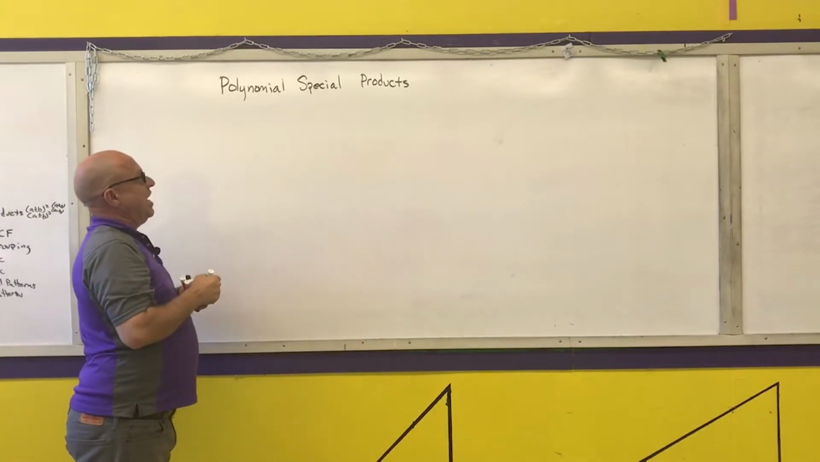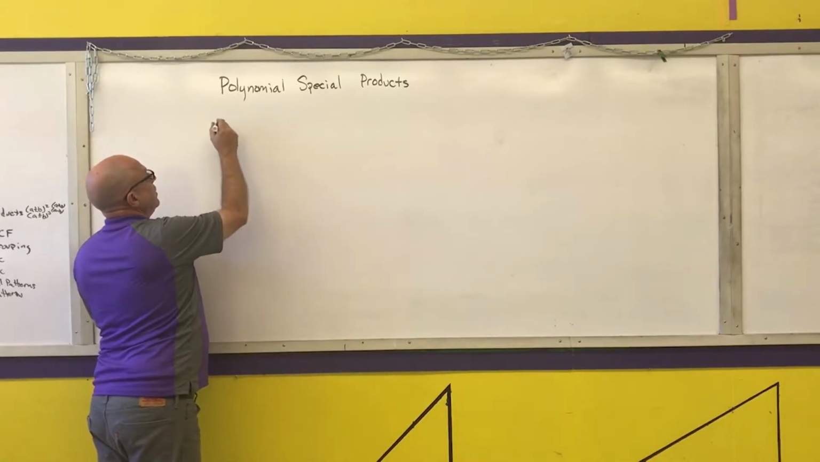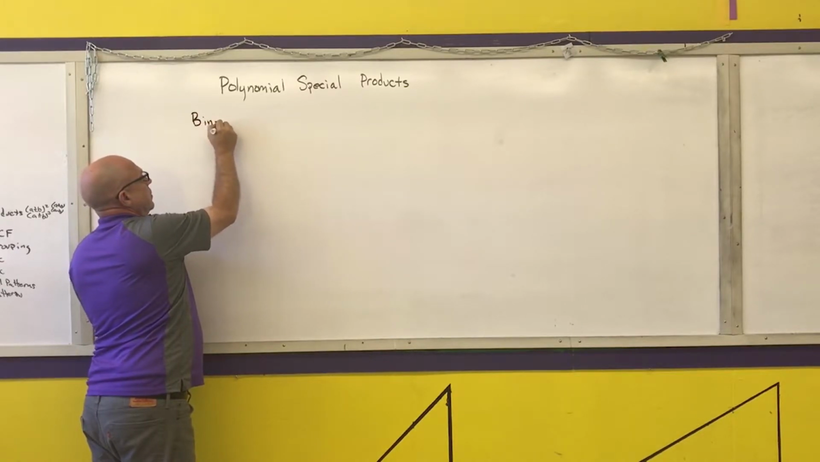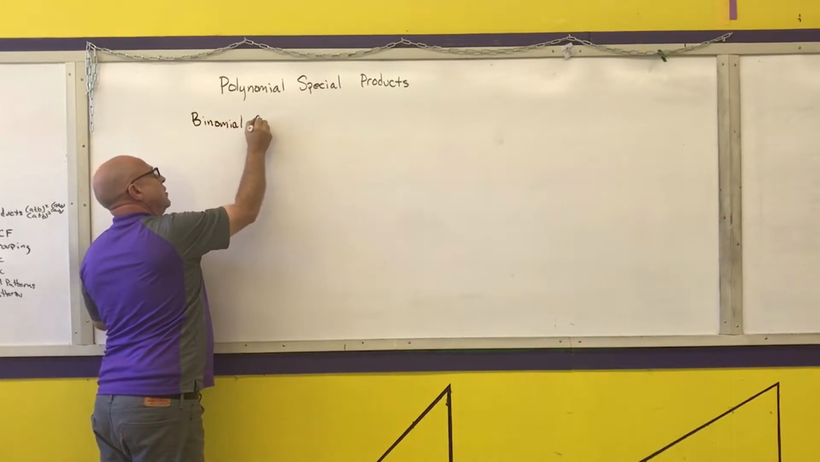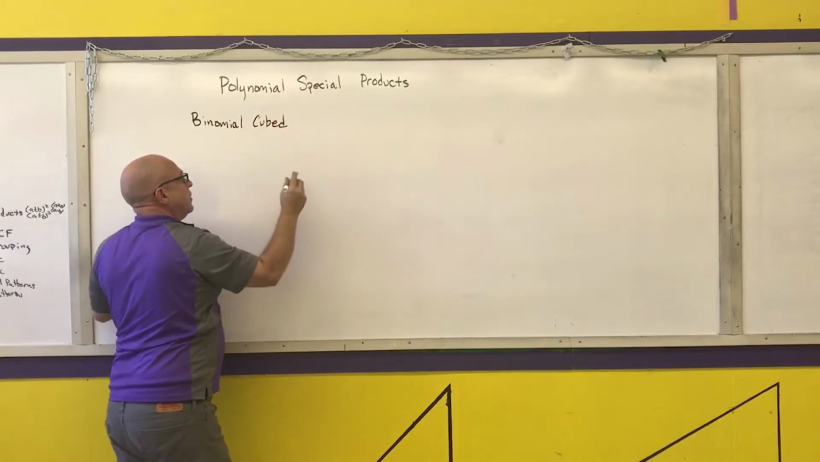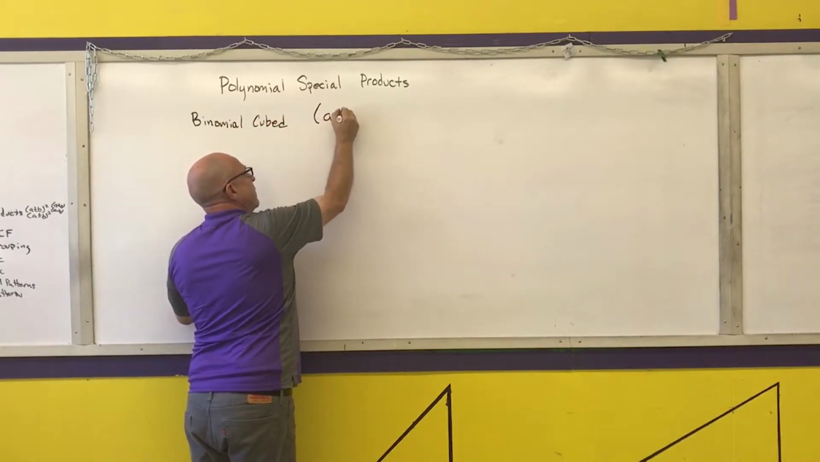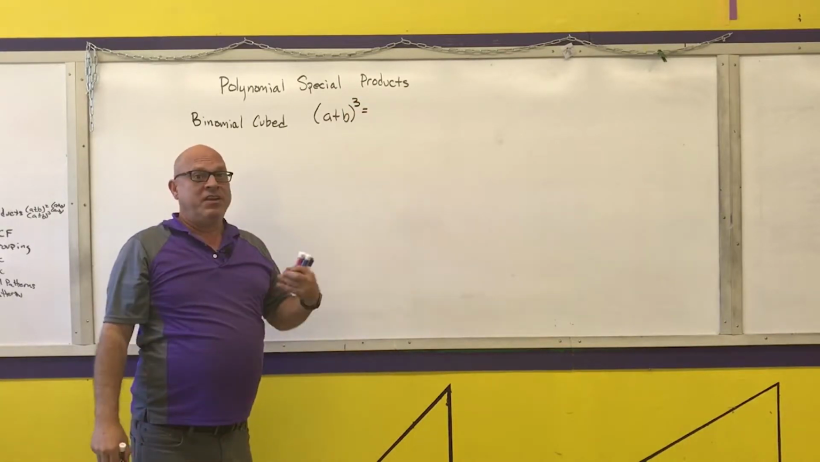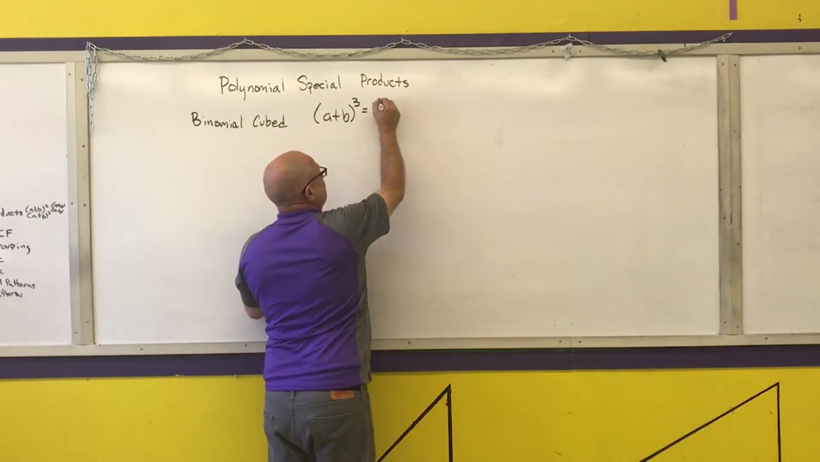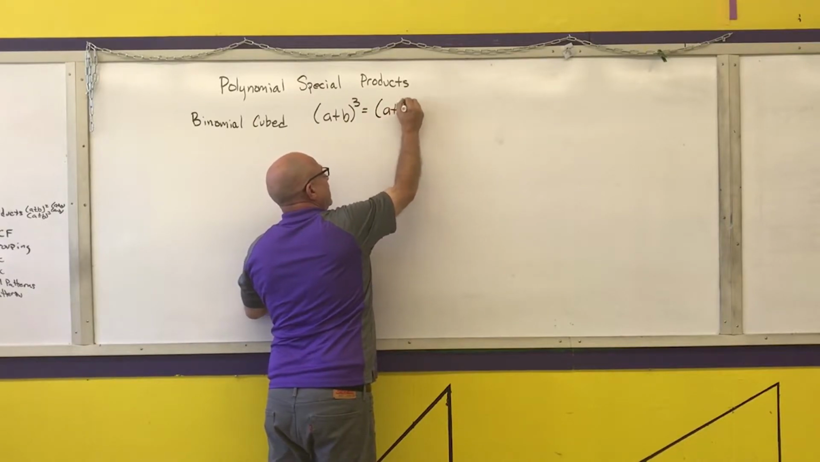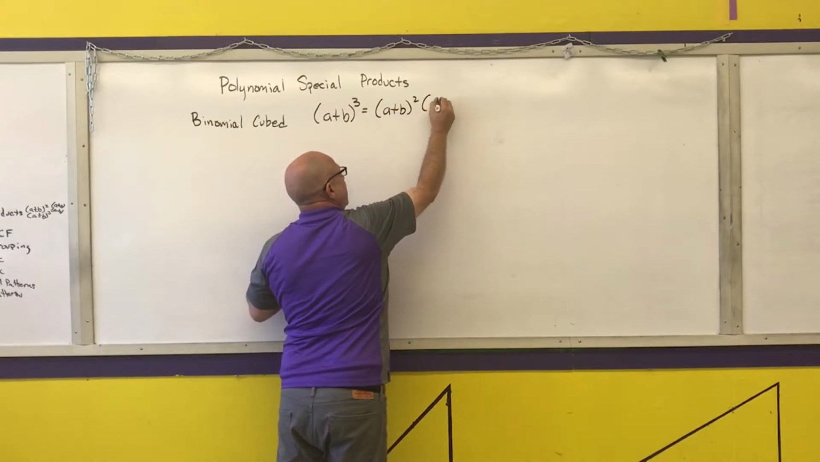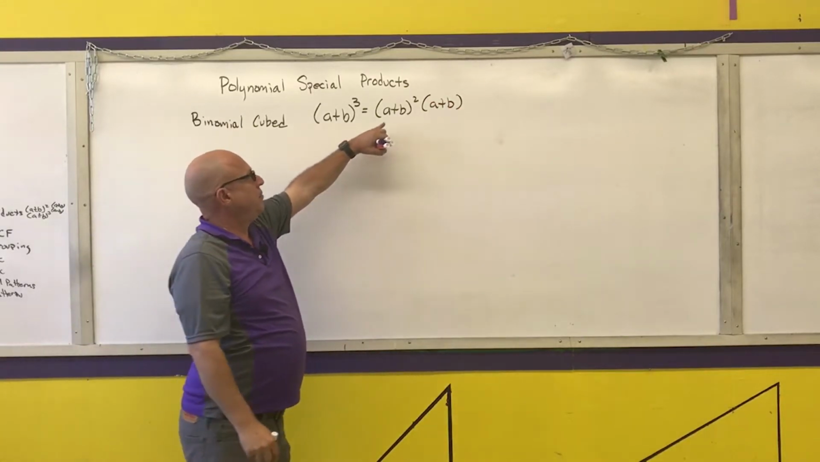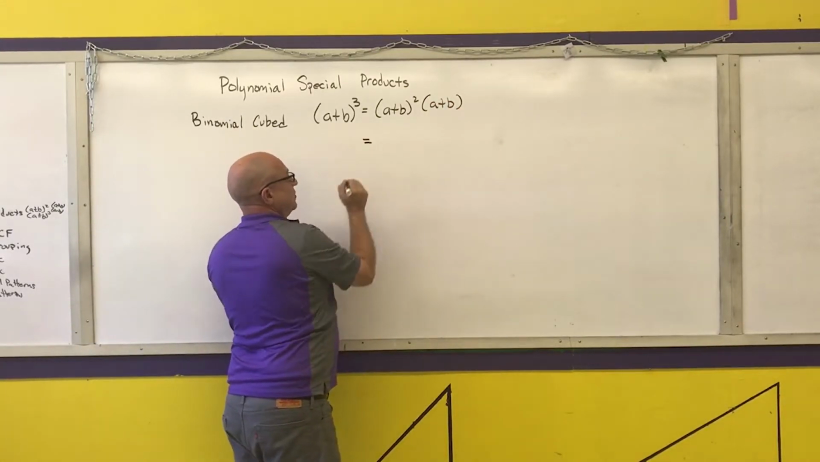So our next pattern is a binomial cubed. For example, a plus b cubed. What I want you to realize is a plus b cubed is the same thing as a plus b squared times a plus b. Okay, we already know what a plus b squared is because a binomial squared is a trinomial.